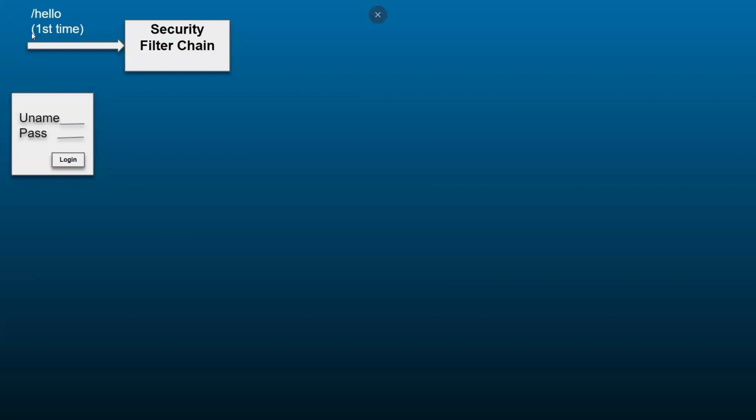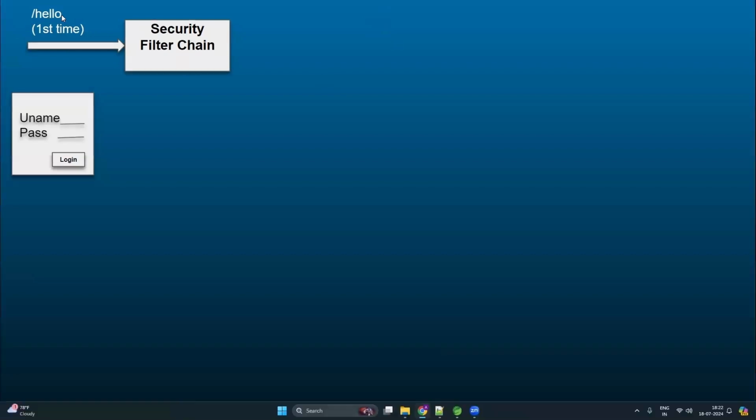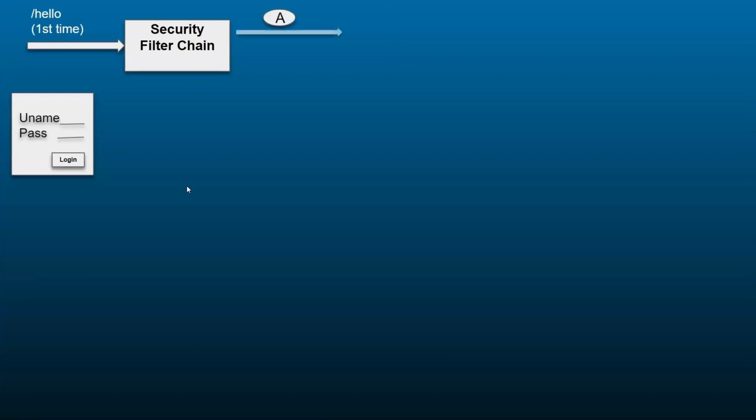So here we hit that API slash hello. Then the security filter chain takes a decision, since we already configured that API, that slash hello is a secured API. If it is a secured API, then the security filter chain will pass this request toward the login page, whether custom or default. If we configured a custom one, it will pass toward the custom; otherwise, it selects the default login page.